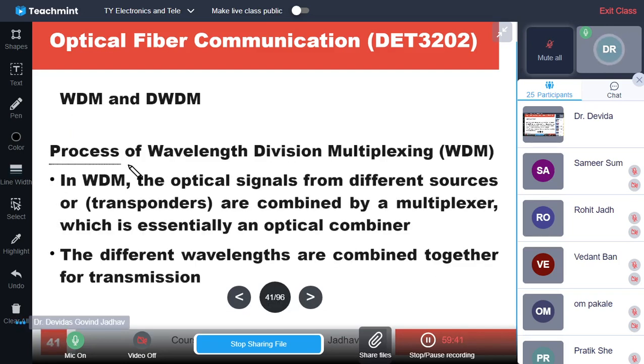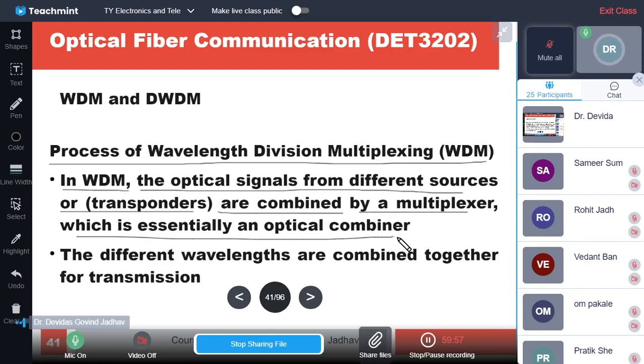So WDM, the process of wavelength division multiplexing, is one in which the optical signals from different sources or transponders are combined by a multiplexer, which is essentially an optical combiner. So in couplers there are combiners. The different wavelengths are combined together for transmission. In the process of wavelength division multiplexing, multiplexing is achieved with the combiner. Different wavelengths are combined together for the transmission.